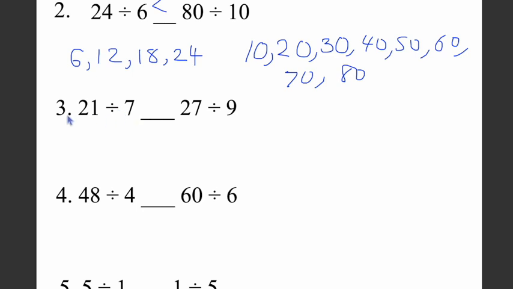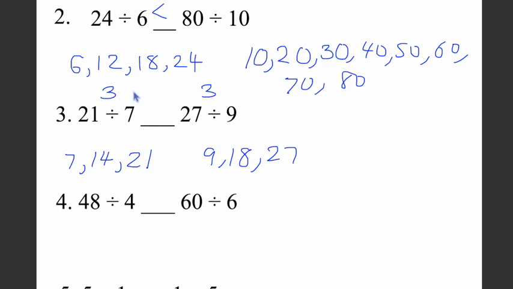Let's do one more. Number 3, 21 divided by 7. Again, you start with the divisor. You add it to itself. So 7 plus 7 is 14. 14 plus 7 is 21. So we did it 3 times. This side is equal to 3. 27 divided by 9. We start off with 9. 9 plus 9 is 18. 18 plus 9 is 27. So this is also 3, which means the full statement is 3 is equal to 3.